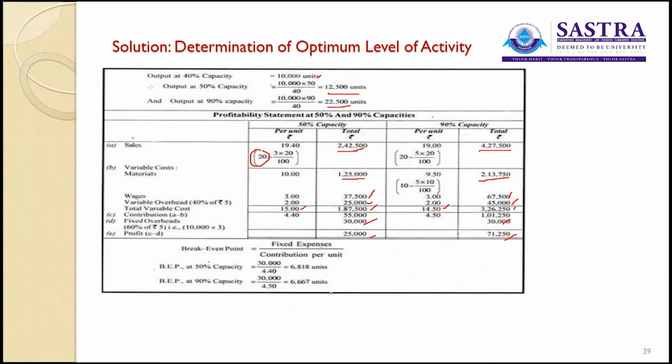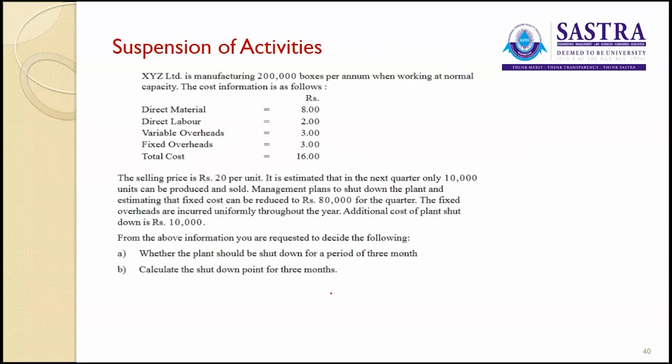So this is how the optimum level of capacity is calculated. Next is your suspension of activities. XYZ Limited is manufacturing 2 lakh boxes per annum when working at normal capacity. The cost information is given as follows. Direct material 8 rupees, direct labor 2 rupees, variable overheads 3 rupees, fixed overheads 3 rupees, total cost is 16 rupees. The selling price is 20 per unit.